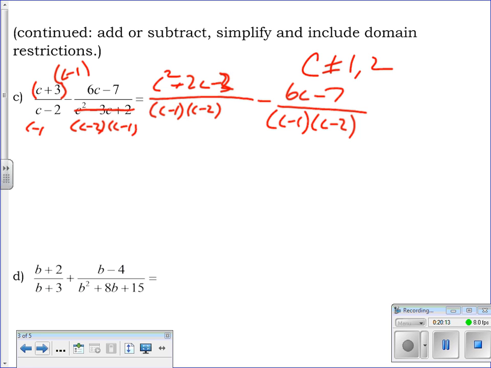And now I combine like terms. This is subtraction again. Make it addition. Just change the sign of everything in my numerator. My denominator will not change: C minus 1, C minus 2, and I have C squared, 2C minus 6C, minus 4C. Negative 3 plus 7 is plus 4.